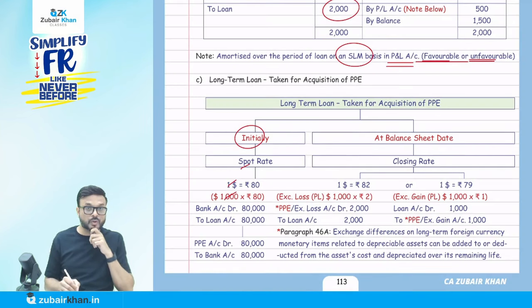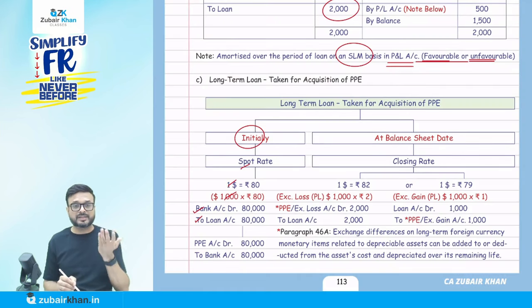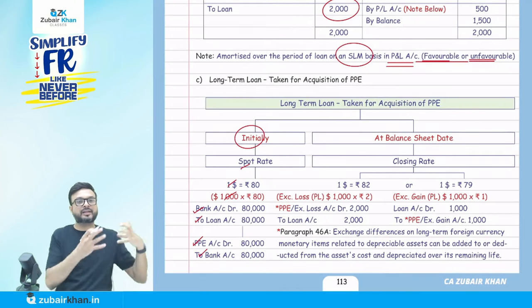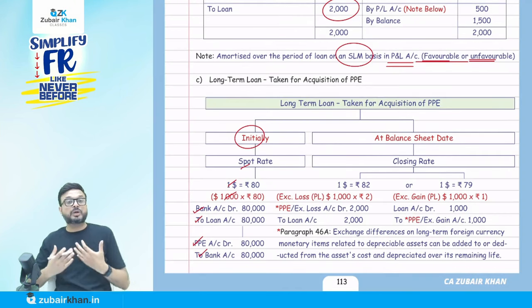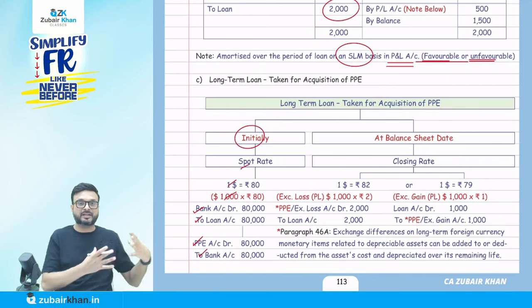First of all, I took a loan, so the bank account should be debited and the loan account will be credited here. But then I purchase the PPE, so the PPE account will be debited and the bank account will be credited. We took a loan to purchase the PPE. So we took a loan from the foreign bank. We took a loan of 80,000 rupees and then we purchased the PPE here.